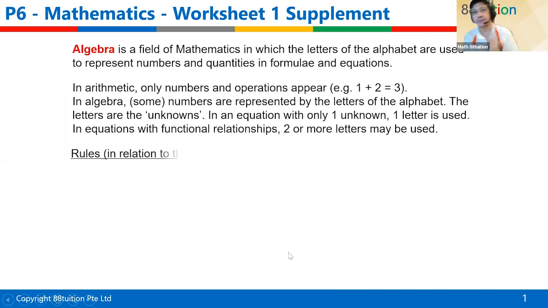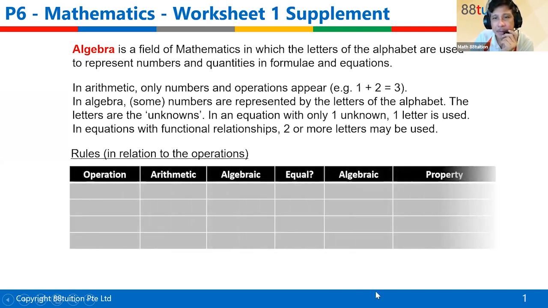Okay, so now we look into the rules in relation to algebra. We'll do a very quick comparison with arithmetic, and then after that, we'll look at the algebraic equations. All right, so very simple ones, nothing to be afraid of. Let's say we start with addition. Addition in arithmetic, like I say, is purely all numbers. So it is something like 1 plus 2 is going to be equal to 3.